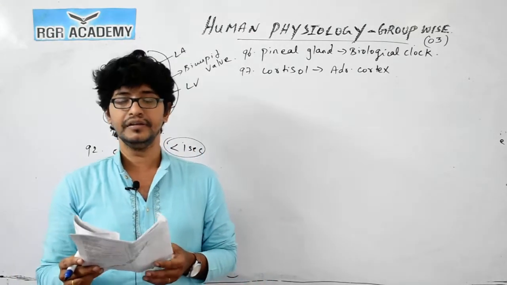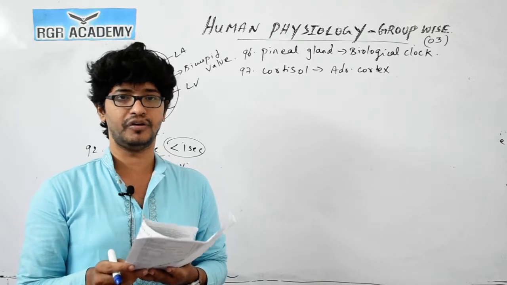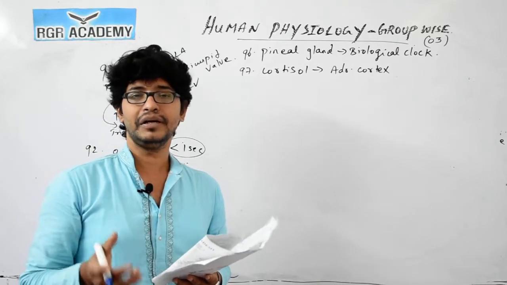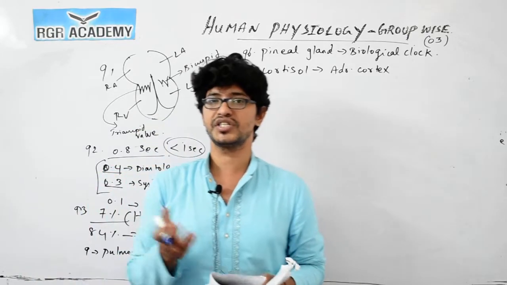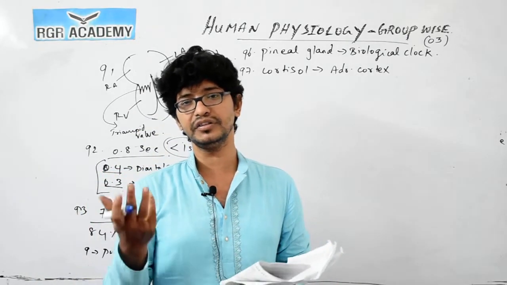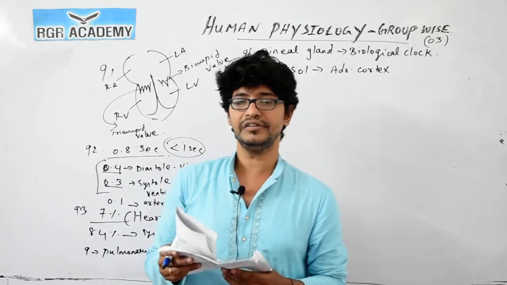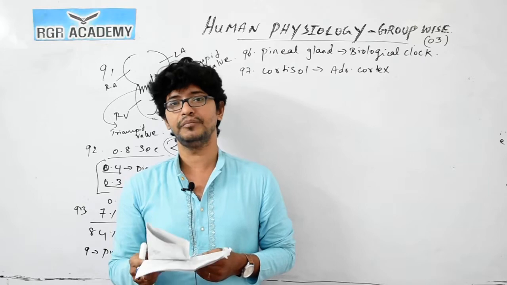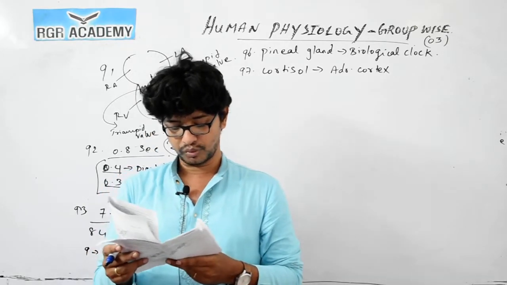Question number 99, functional unit of the kidney. If you go for a kidney, the functional unit is what? Nephron. We have millions of nephrons present in each kidney. We have two types of nephrons, the juxtamedullary nephron and the cortical nephron. So nephrons are the functional unit of the kidney, where most of the processes, ultrafiltration and selective absorption, take place.